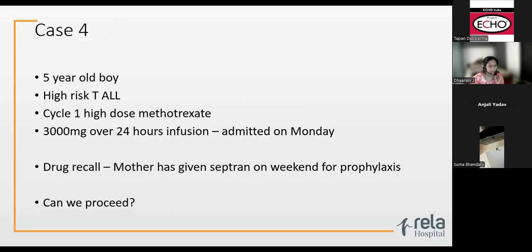Do not remove the IV line immediately. Aspirate and then remove. So a 5-year-old boy, high risk T-ALL, we are giving something called high dose methotrexate. You would have all seen, over 24 hours, 3000 mg, 4000 mg over 24 hours. This child has been admitted on Monday, and you are doing a drug reconciliation when you are writing. The mother is saying that she has given Septran on Saturday, Sunday, on the weekend. So can we proceed with this prescription of methotrexate here?